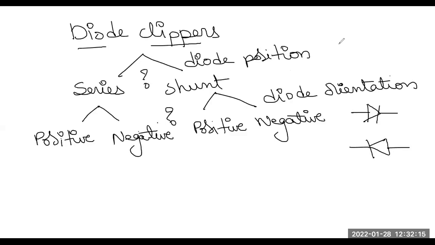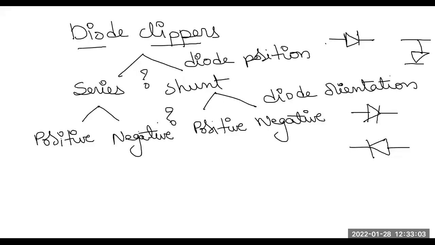When you say diode position, you can have this diode in the series arm or you can have the diode in the shunt arm, like this. So based on this, you have the diode either in series or in shunt, and positive as well as negative. Is that understood? The types of diode clippers? Yes, ma'am.